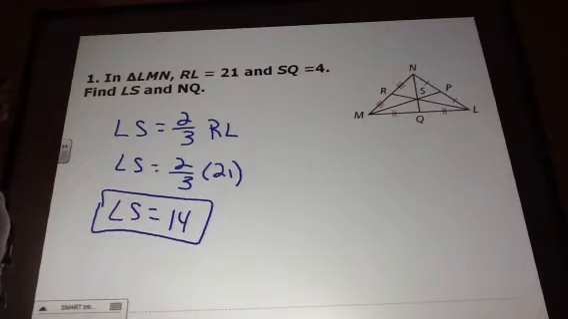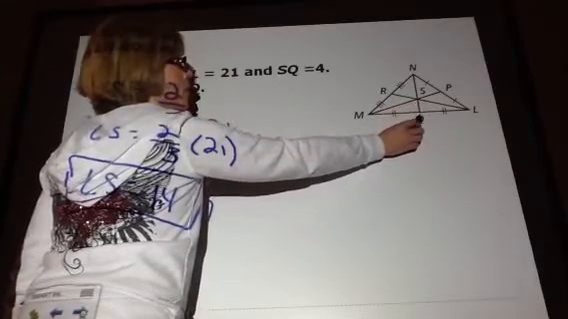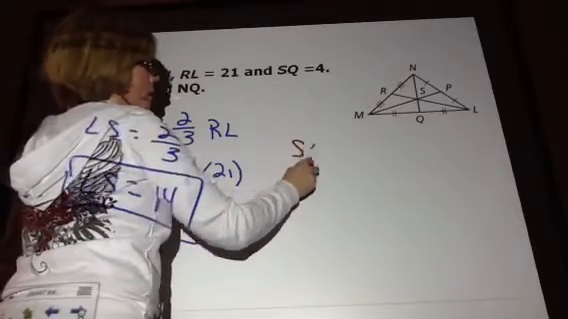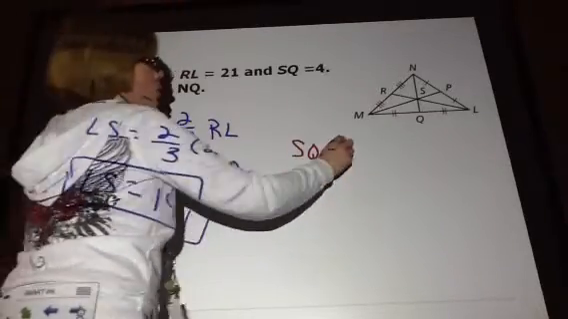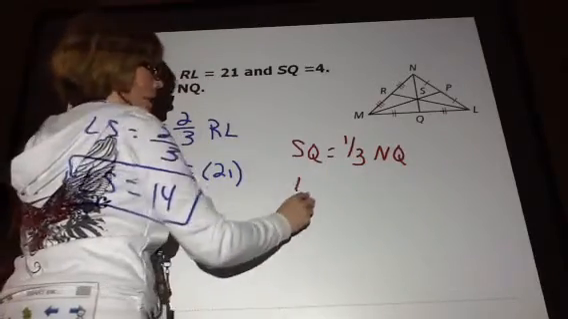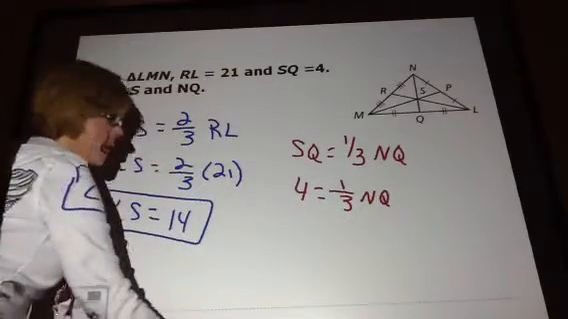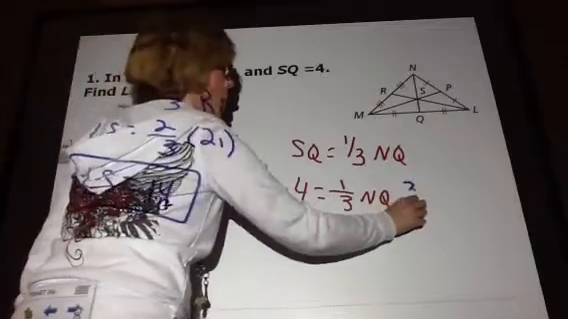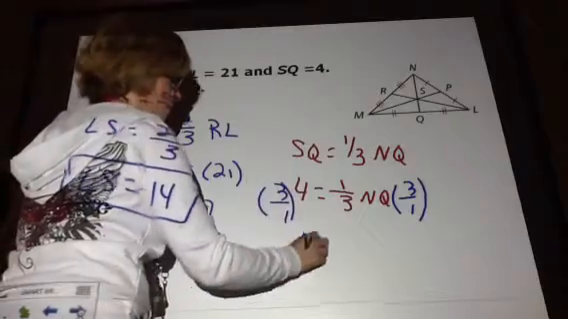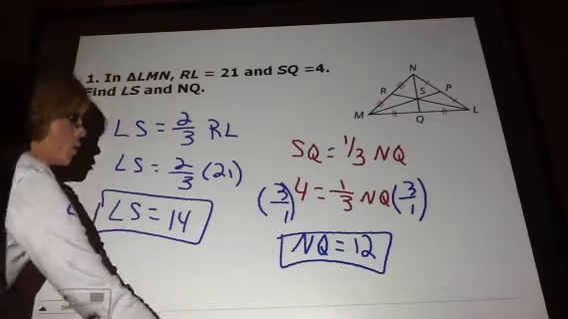And then SQ. SQ is given. That's from the centroid to the side, so that's 1/3 of that median. So SQ equals 1/3 of NQ. SQ is 4. You're trying to find NQ. So to isolate that, we multiply by its reciprocal. And NQ equals 12.